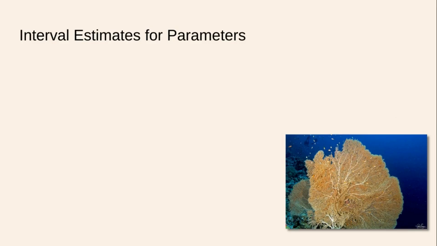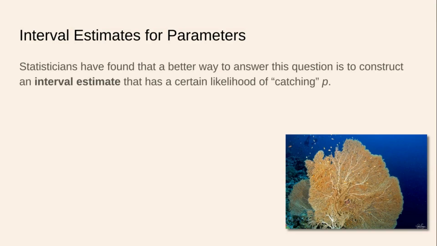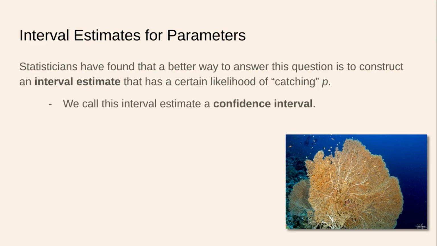Interval estimates for parameters. Statisticians have found that a better way to answer this question is to construct an interval estimate that has a certain likelihood of, shall we say, catching the true population proportion. So our question is, what is the true population proportion of diseased sea fans? Statisticians prefer an interval estimate, creating an interval kind of like a net that has a certain likelihood of catching the true population proportion. We call this interval estimate a confidence interval. Depending on how we make our interval, we have a certain level of confidence, that's a technical term, that we will catch the true population proportion.